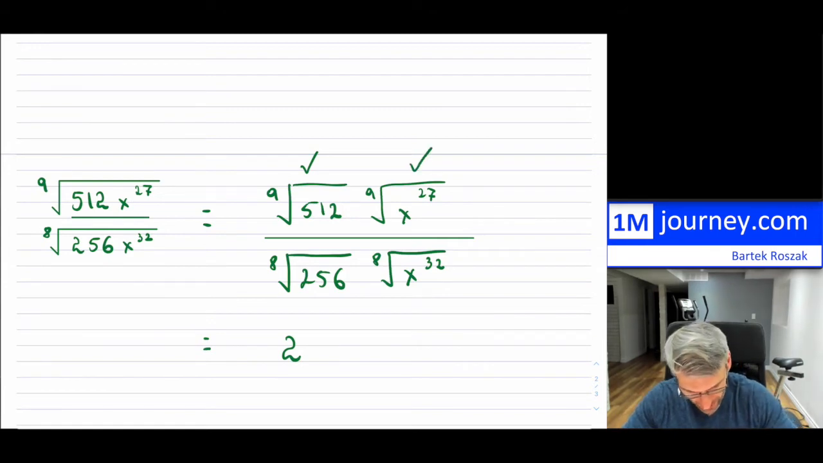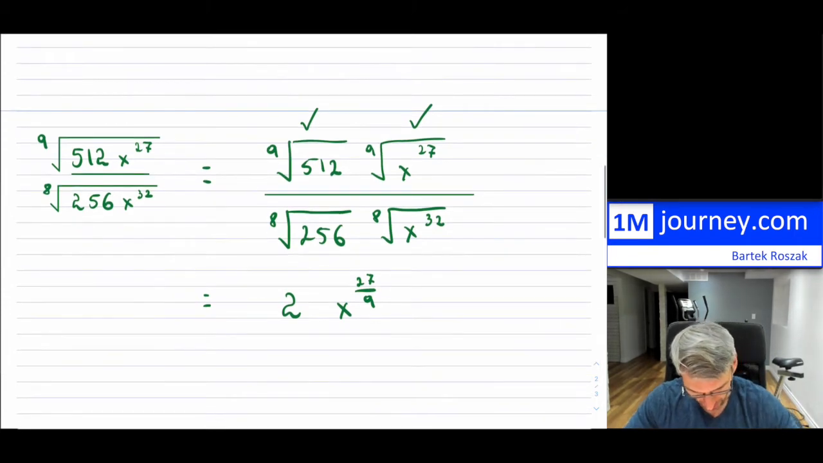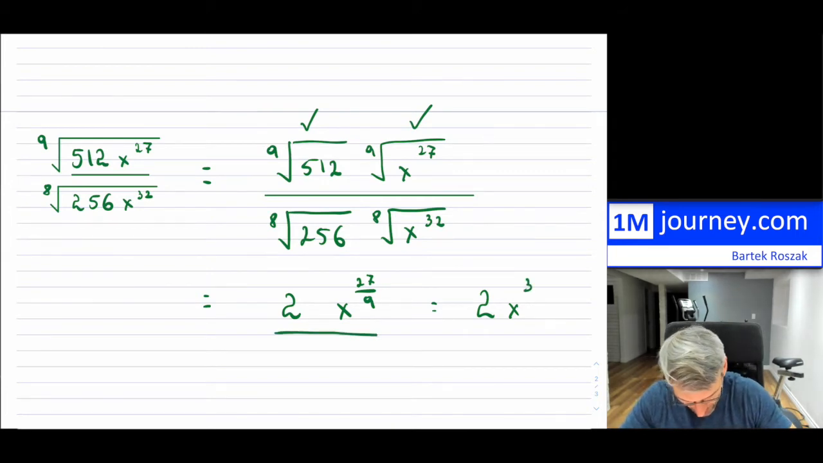Now, this right here, I'm going to simplify by putting it as a fractional exponent. So this is going to be 27 over 9, because that's what the radical actually is, the fractional exponent. And 9 goes into 27, so this is 2x to the 3. That's already much simpler.